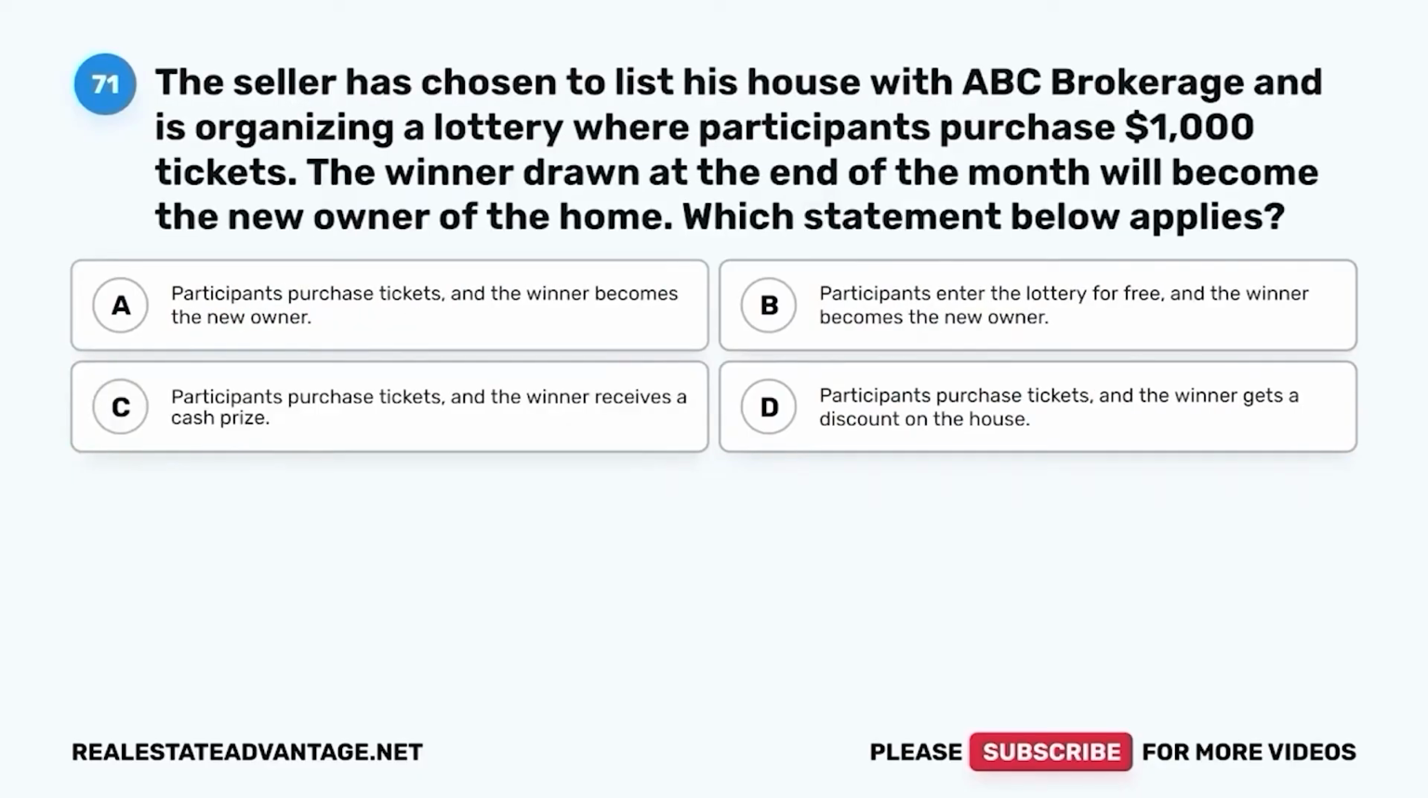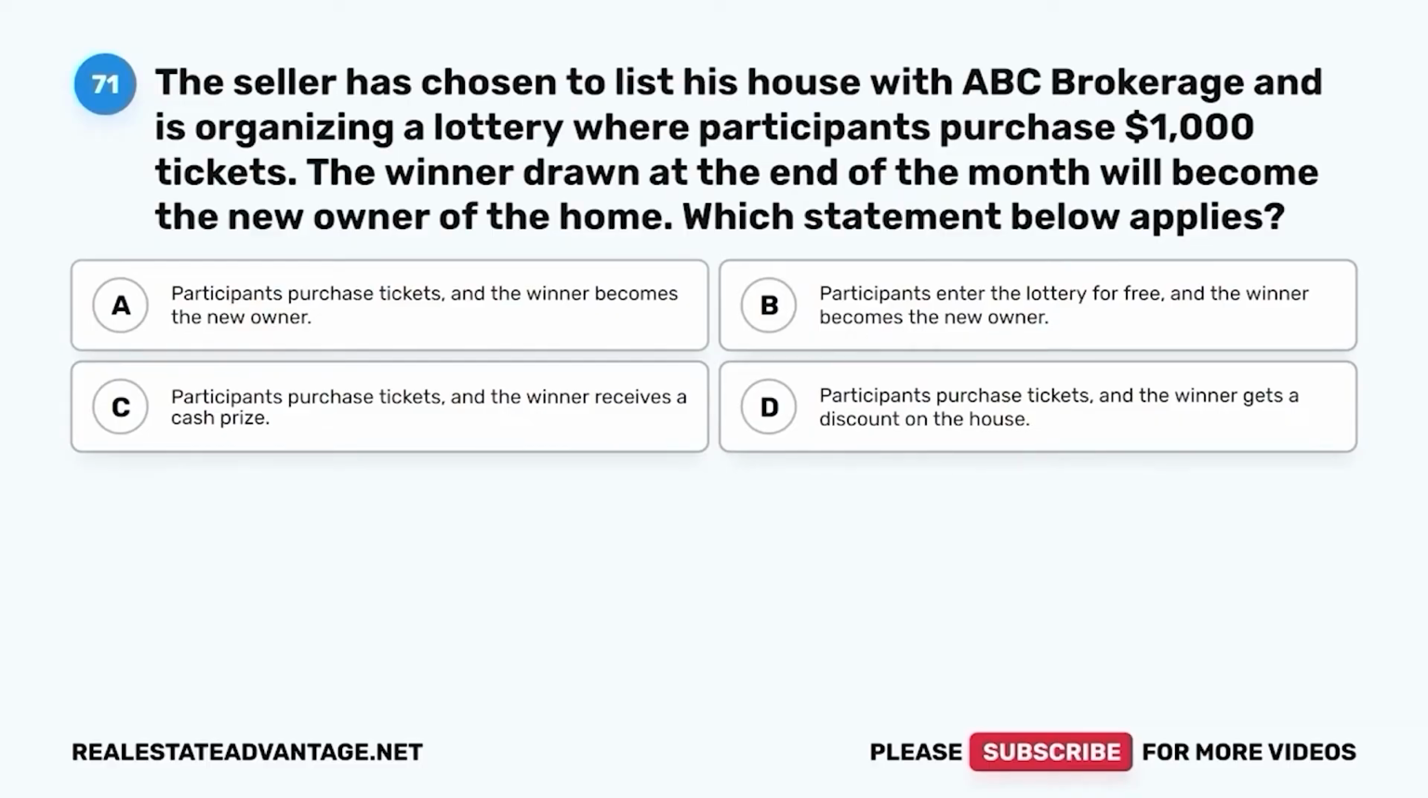Question 71. The seller has chosen to list his house with ABC Brokerage and is organizing a lottery where participants purchase $1,000 tickets. The winner drawn at the end of the month will become the new owner of the home. Which statement below applies?